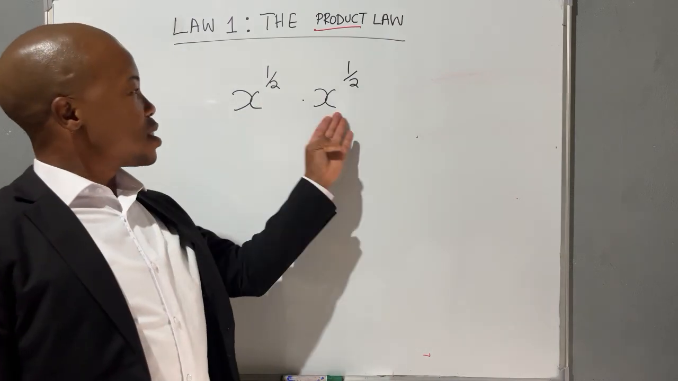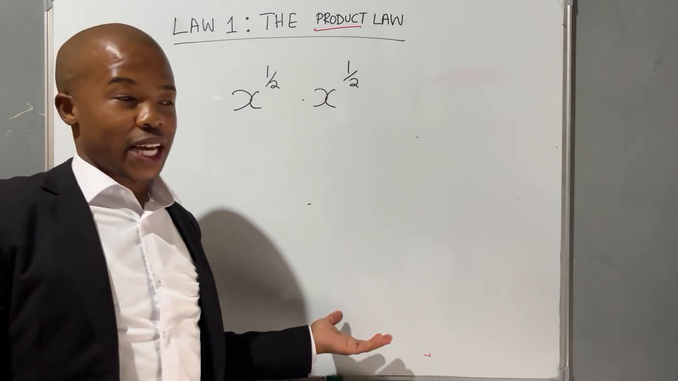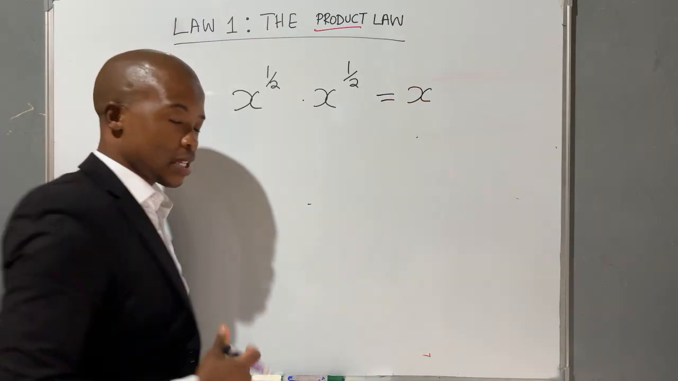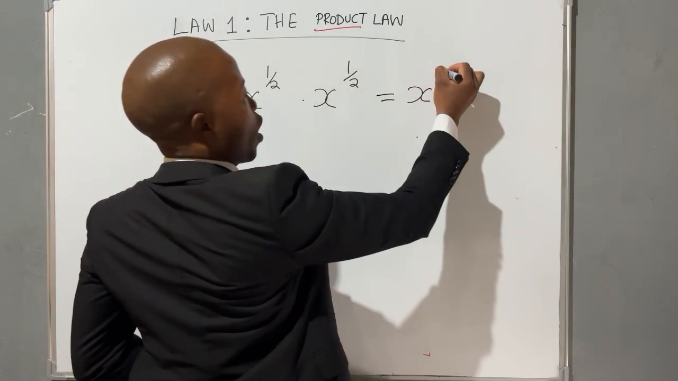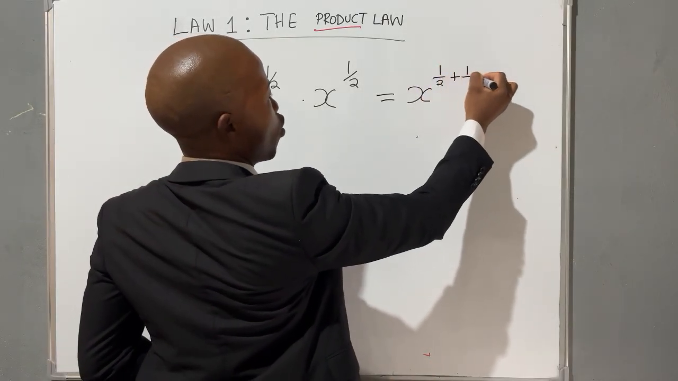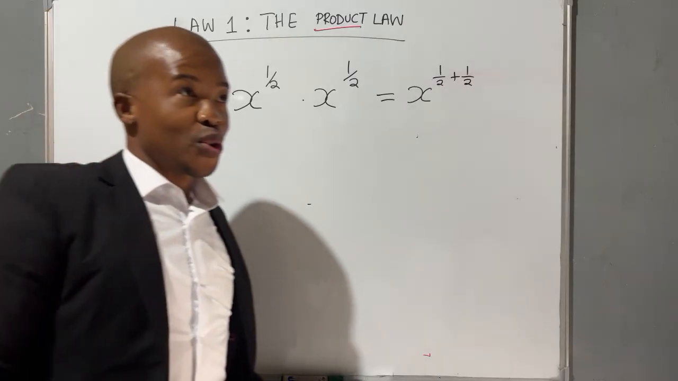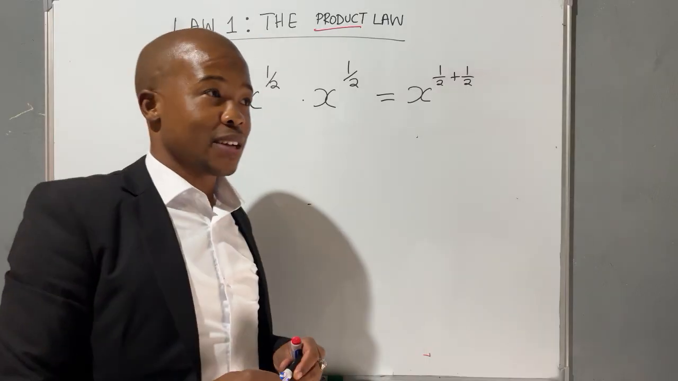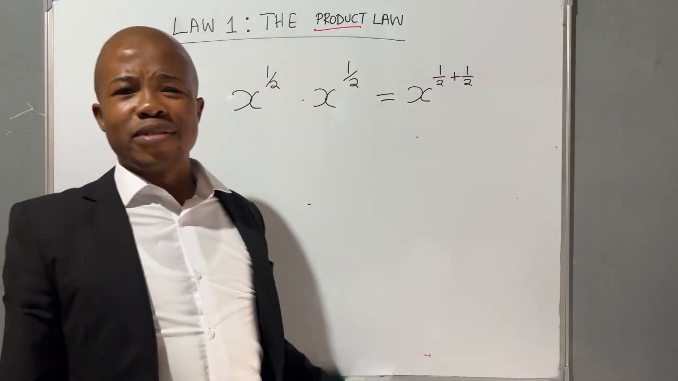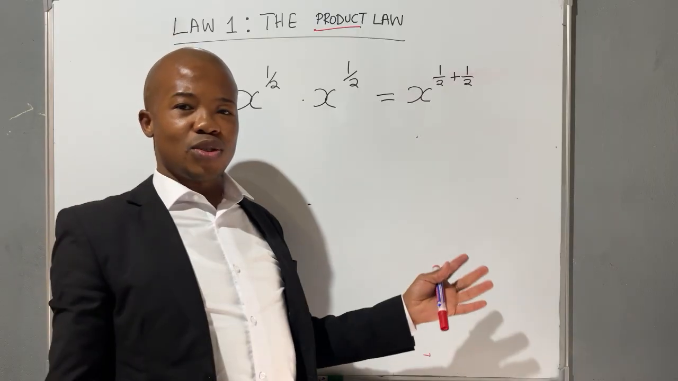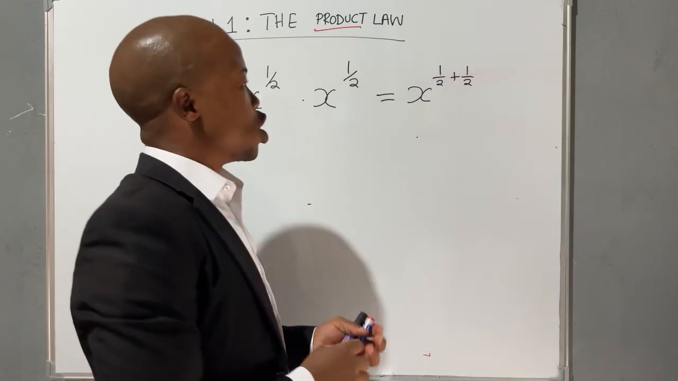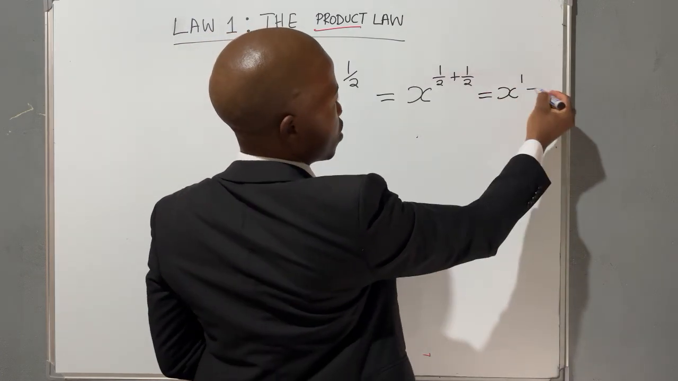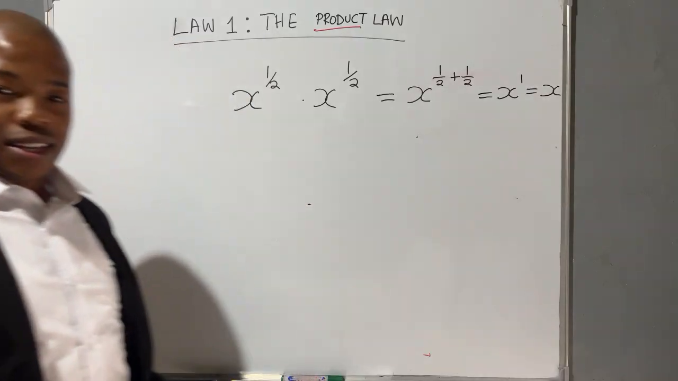Remember, when the bases are the same, you simply do what? You add the exponents, right? So in this case, it's going to be equals x, and then let's add the exponents. It's 1 over 2 plus 1 over 2. 1 over 2 is 0.5, and 0.5 in English we call half. Are we together? So what is half plus half? Half and half gives you what? 1, right? So in other words, this is just going to be x to the exponent 1, which is the same as just x.